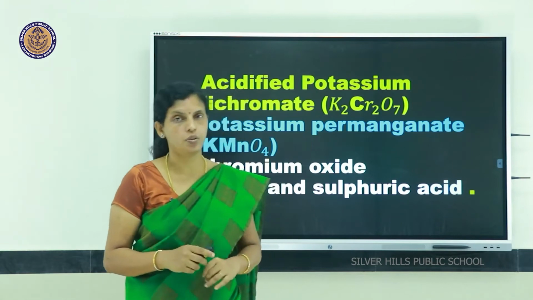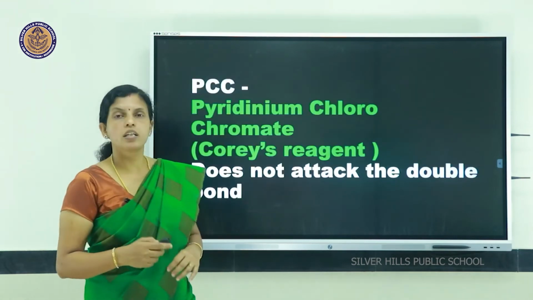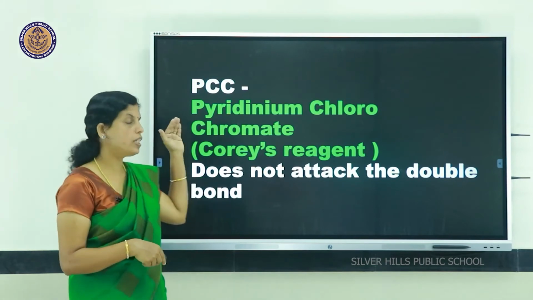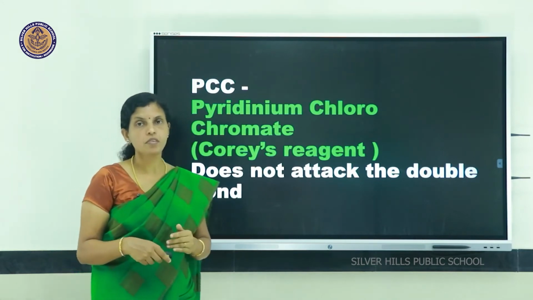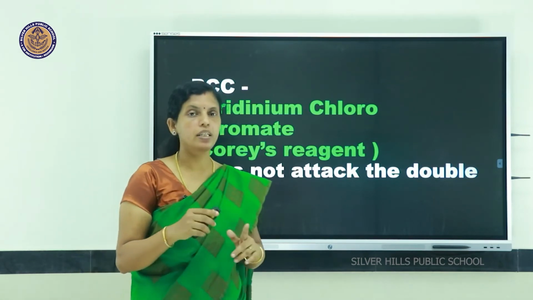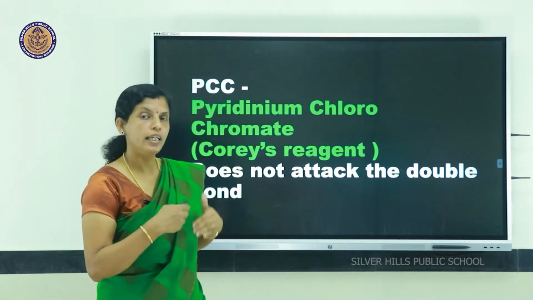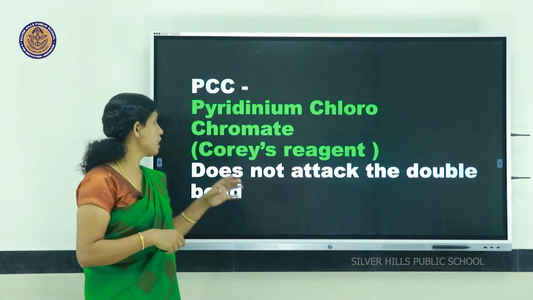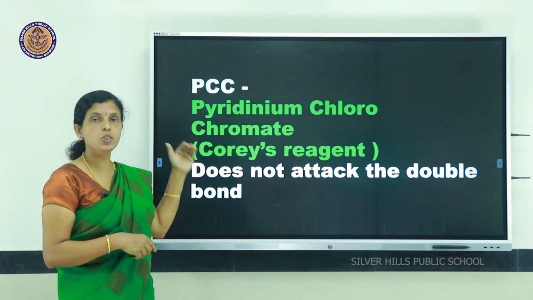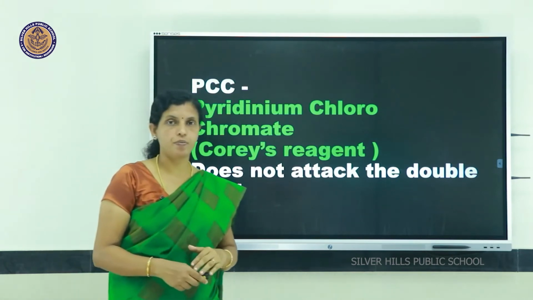So these are the examples for strong oxidizing agents: acidified K2Cr2O7, alkaline KMnO4, or chromic oxide and sulfuric acid, acidified chromic oxide. But the second type of oxidizing agent is PCC, pyridinium chlorochromate. Another example for a mild oxidizing agent is PDC. PCC is also called Corey's reagent.